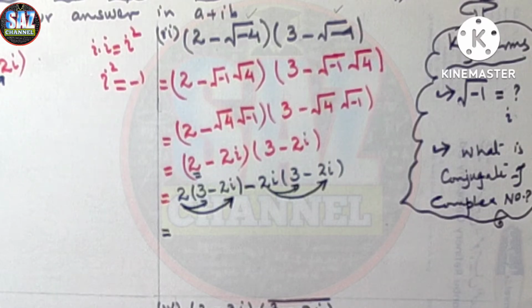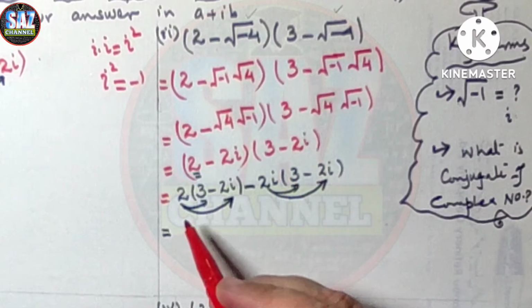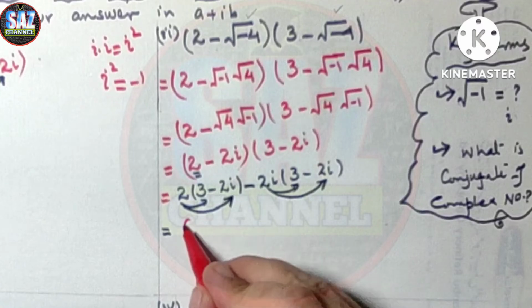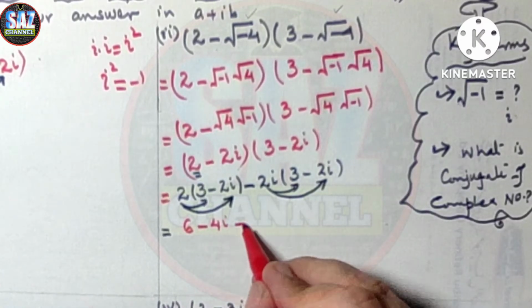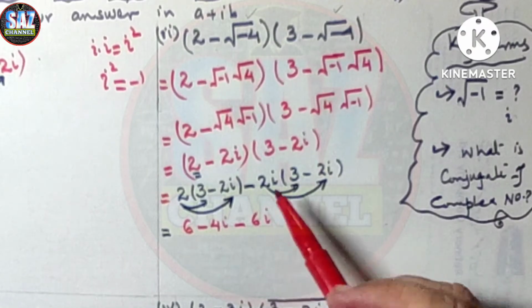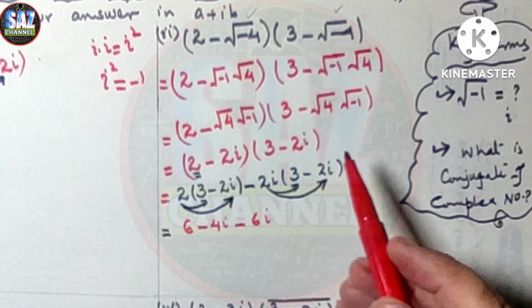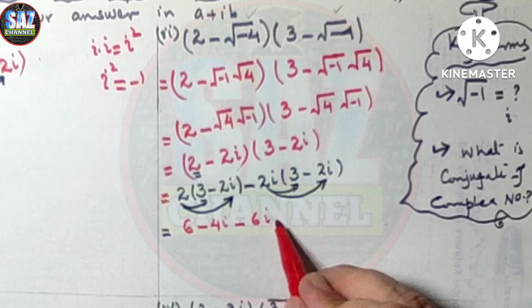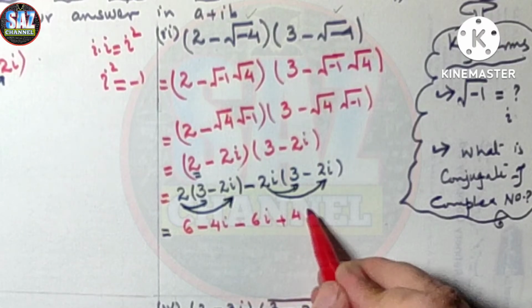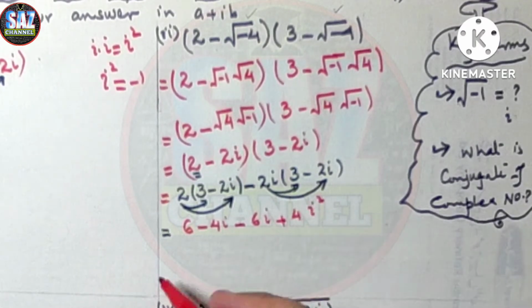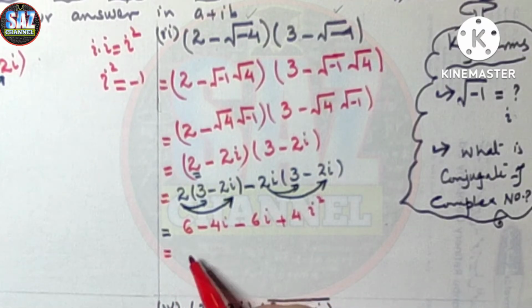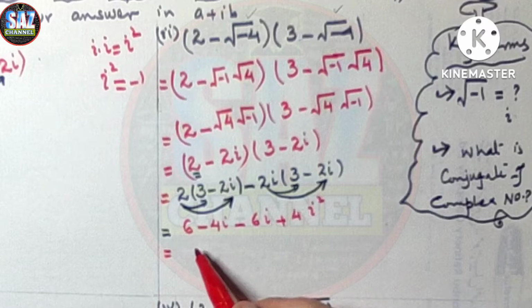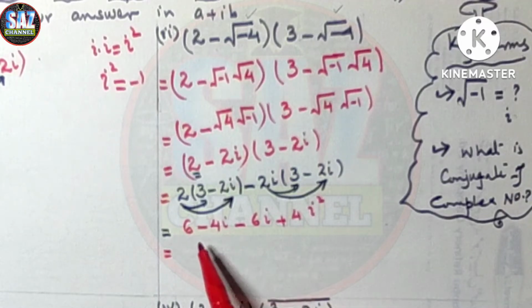2 times 3 is 6, and 2 times 2 is 4 iota, minus 6 iota, minus multiplied by minus will become plus 4 into iota square. Try to show each and every step on your answer sheet, because in this way you can secure good marks.